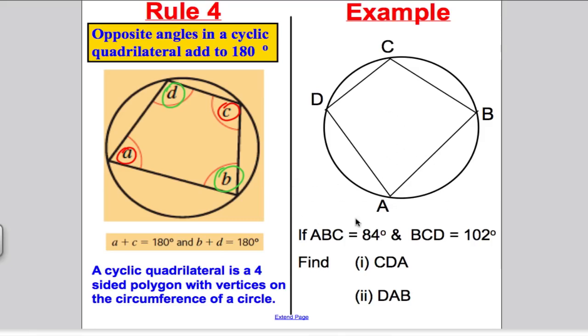Okay, so let's try and use this example here. It tells us that A to B to C is 84. And it tells us that B to C to D is 102. And it asks us CDA, I'm going to call that X, and it asks us DAB, I'm going to call that Y. How would I work those out? Well, we have a quadrilateral whose edges lie on the circumference of a circle. So we know that this rule about opposite angles must add to 180. So Y must be whatever number it takes to get that to 180, so Y must be 78 degrees. And similarly, X must be whatever it takes for these two to add to 180, and it would be 96 degrees.